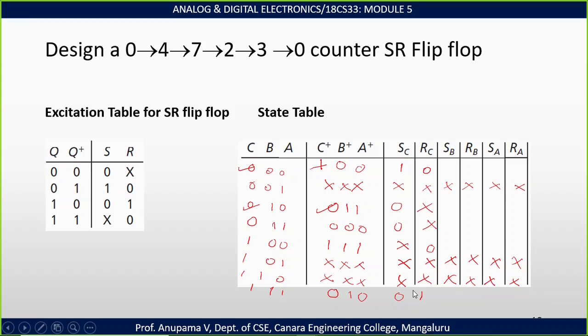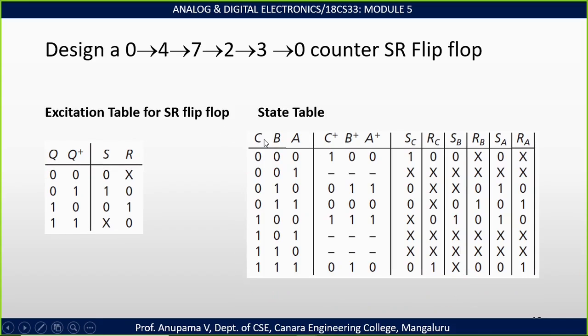Now, similarly, we'll fill the SB and RB values. So, we have to look into the B and B plus values in the state table. B is 0, B plus is also 0, 0, 0 is 0, X. Again, for the entry 1 and 1, the entry is X, 0. If B is 1 and B plus is 0, the entry is 0, 1. If B is 0 and B plus is 1, the entry is 1, 0. Again, if B is 1 and B plus is also 1, the entry is X, 0.